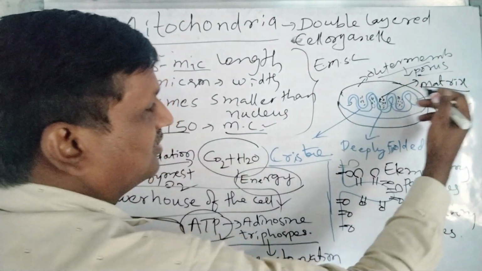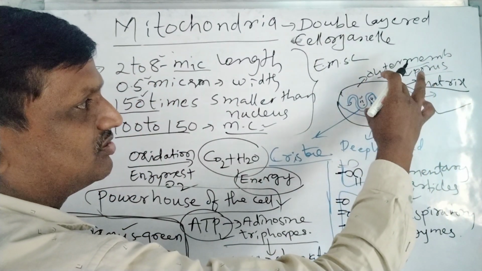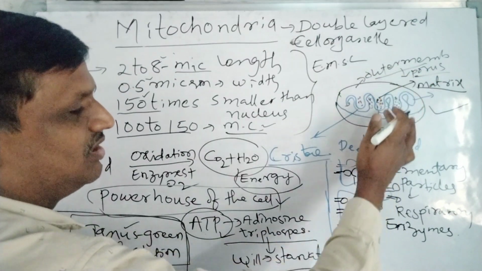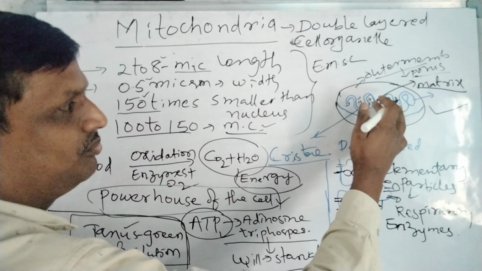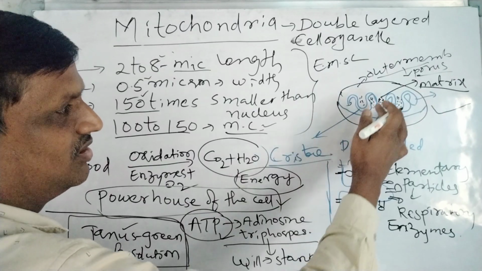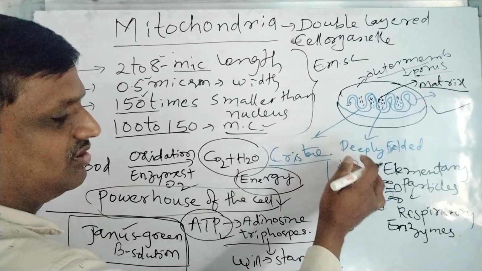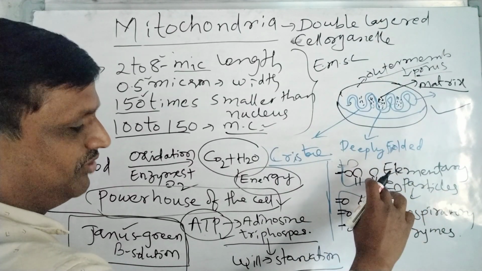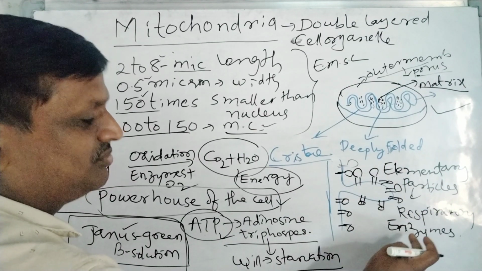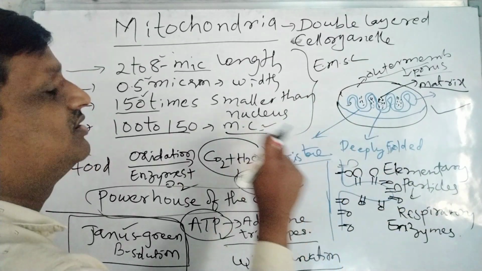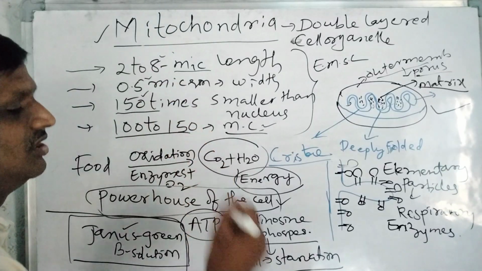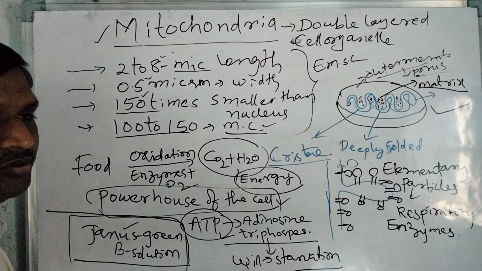Then we can see this type of structure, the mitochondria, which consists of two membranes, outer membrane and inner membrane. The outer membrane is porous, the inner membrane is folded. In the middle of the membrane there is a substance called matrix. The inner membrane has some folds, and those folds are called cristae, which consist of some finger-like projections called elementary particles. These elementary particles consist of some respiratory enzymes. These respiratory enzymes participate in the cellular respiration to produce the energy. So this is all about the powerhouses of the cell, mitochondria.